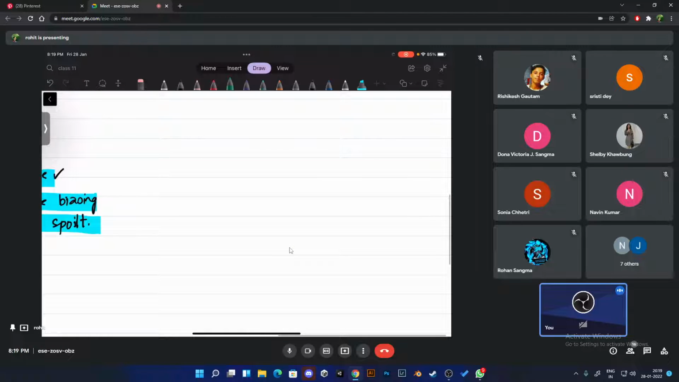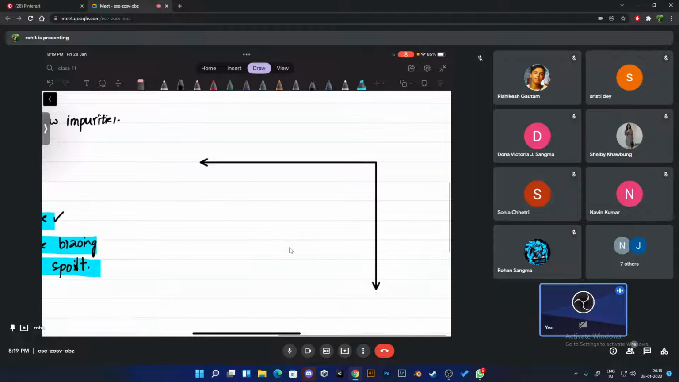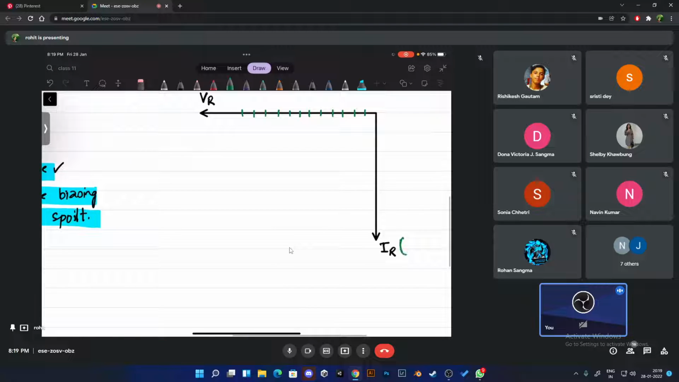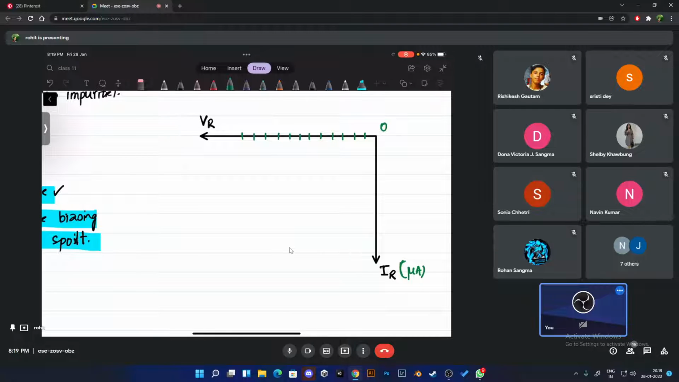Now check what I mean by the reverse region. This is the reverse voltage, and this is the reverse current. If I keep on increasing the reverse voltage, what happens in a diode? First of all, what kind of current do we get, micro or milli? Microamperes. At the beginning, what is the behavior of the current as I keep increasing the voltage? It increases very slowly.